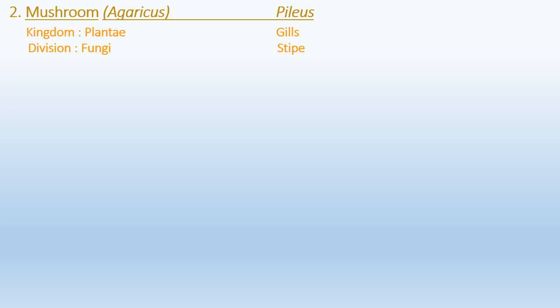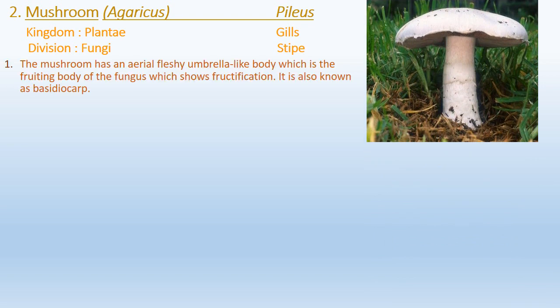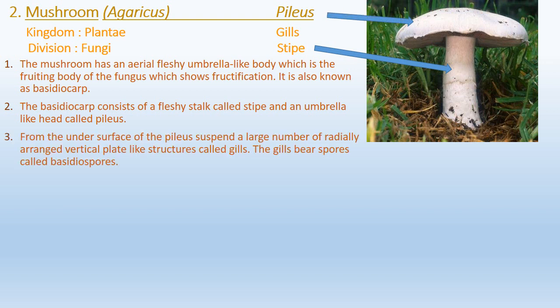The second plant is mushroom, example is Agaricus, from the kingdom Plantae and division Fungi. The mushroom has an aerial fleshy umbrella-like body, which is the fruiting body of the fungus and shows fructification. It is also known as basidiocarp. The basidiocarp consists of a fleshy stalk called stipe and an umbrella-like head called pileus.